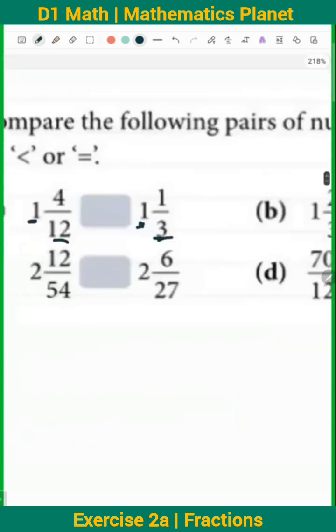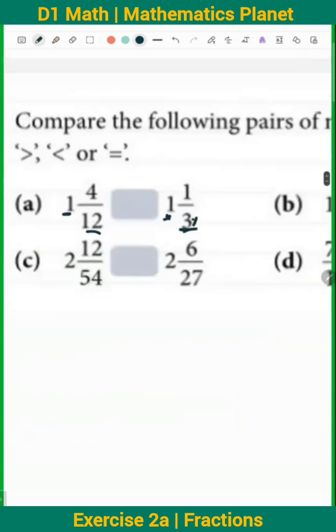Multiply this with 4. Multiply with 4. So you will get 1 whole. 1 times 4 is 4. 3 times 4 is 12. Now which one is greater?